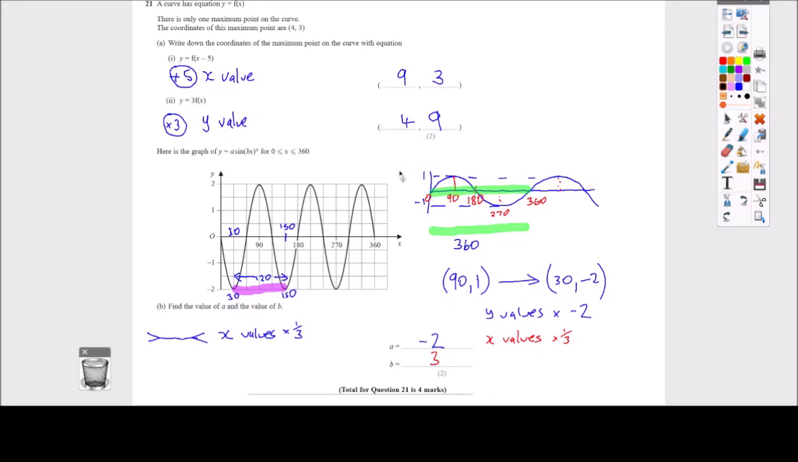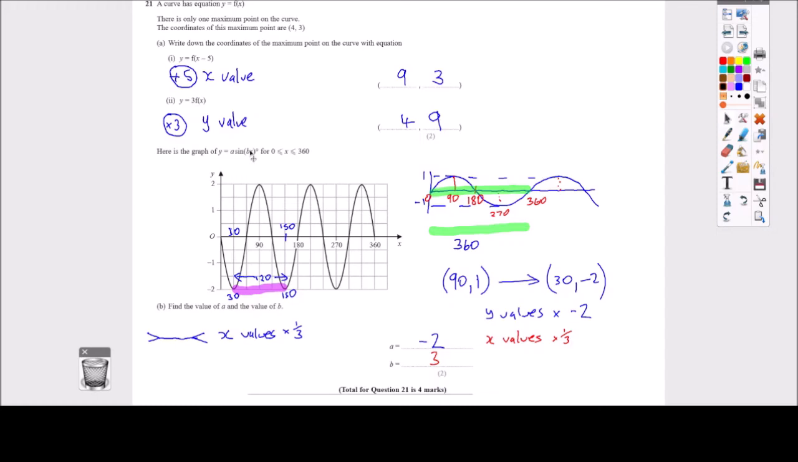So the x value has gone from 90 to 30. So we're multiplying it by a third. The actual x value we've multiplied by a third. Now remember, if it's inside the function, you do the opposite to what you'd expect.